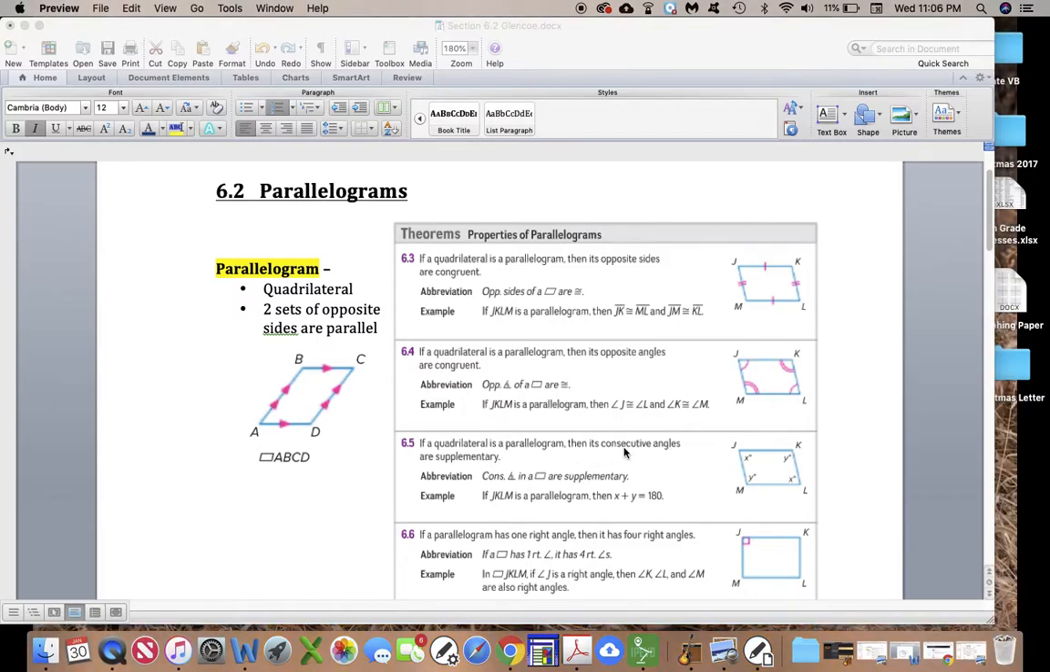This one talks about the consecutive angles. So x plus y here would add up to 180. x plus y here would add up to 180. x plus y here would add up to 180. And x plus y here would add up to 180.